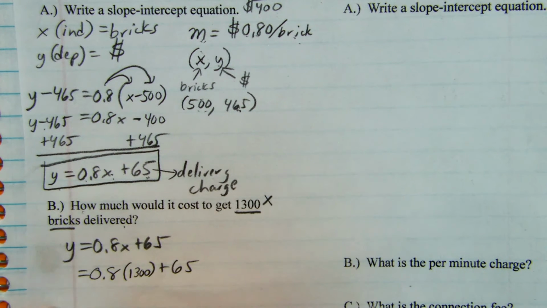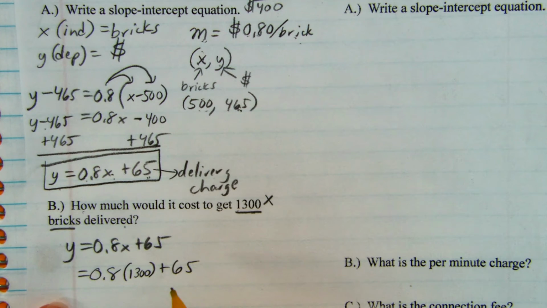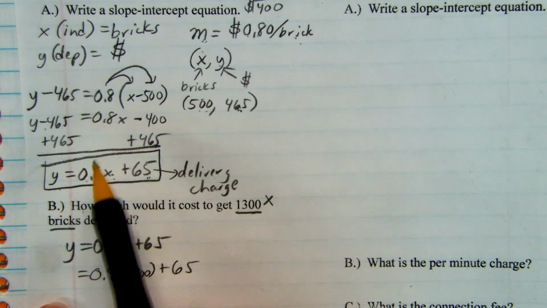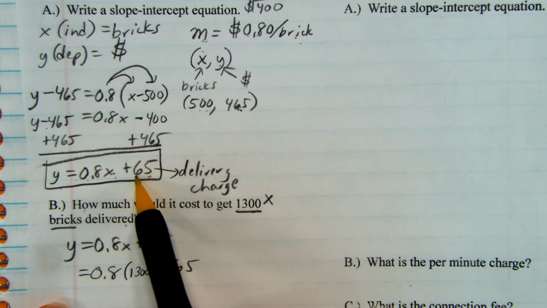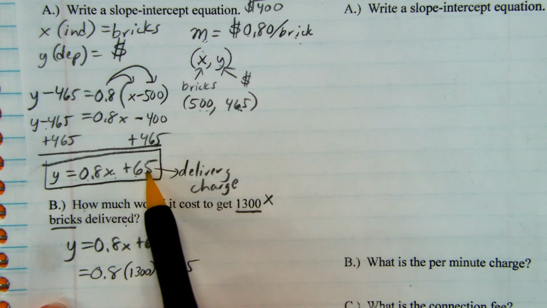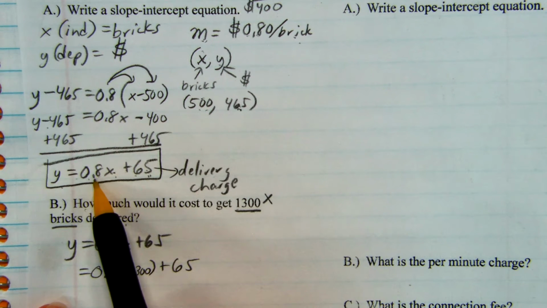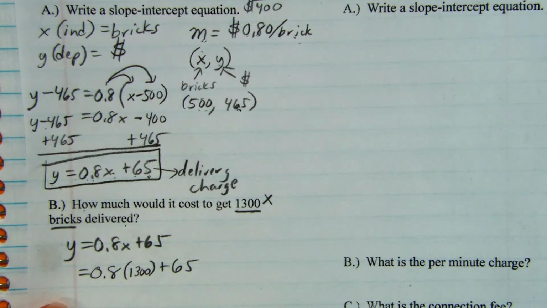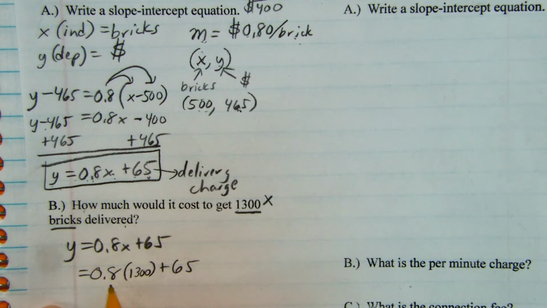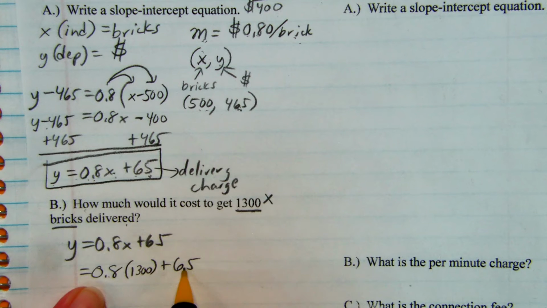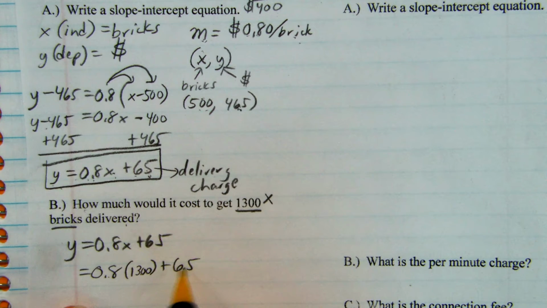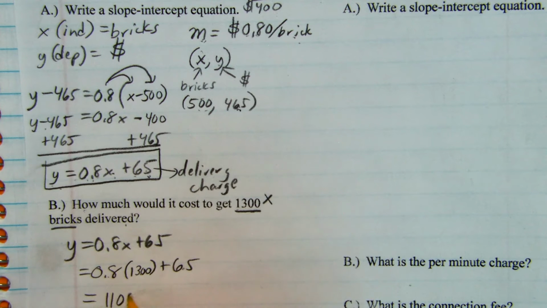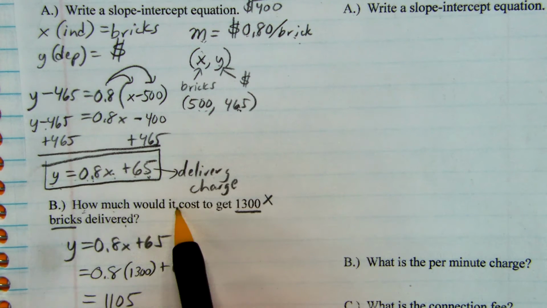So then, if you do y minus 465, do you not do that anymore? Because that has nothing to do with... So this was just to write the equation. And that gives us what the delivery charge is. So we only have to write the equation one time, and now we just put numbers into the equation and find what we need to find. So if I just take this and put it all in the calculator, 0.8 times this plus this, I get 1105. And so it says, how much would it cost?